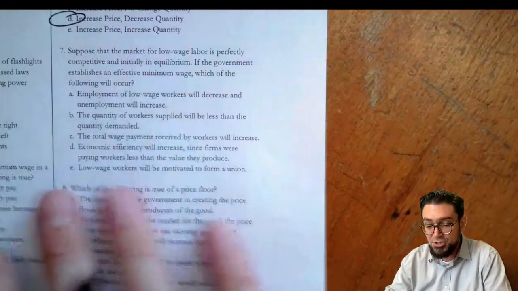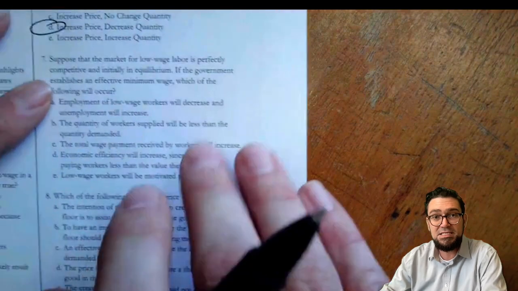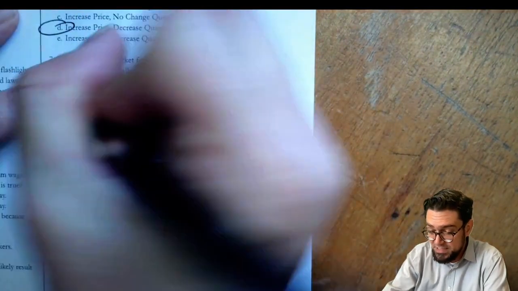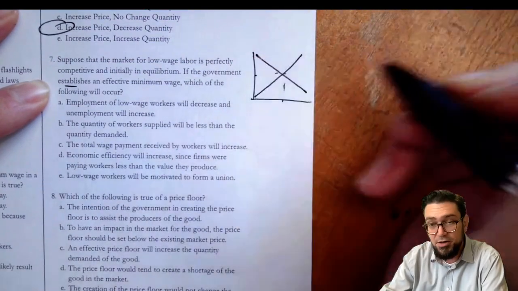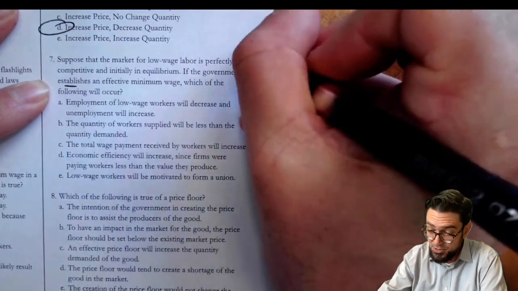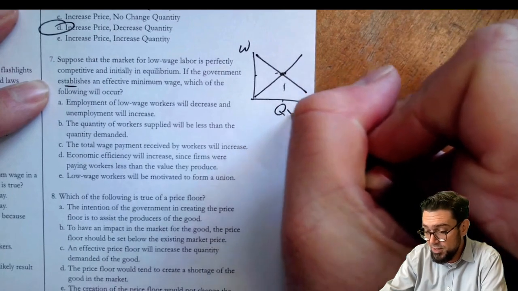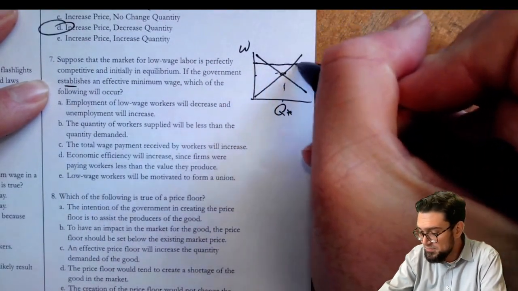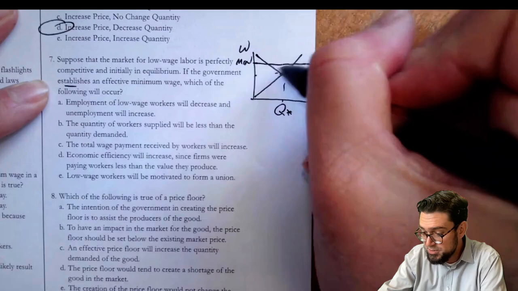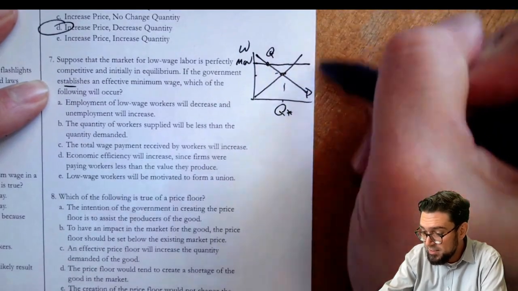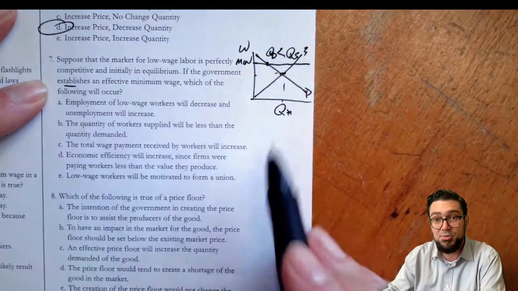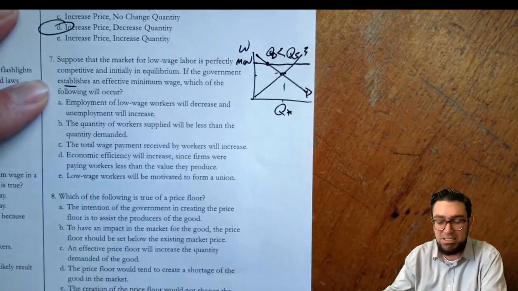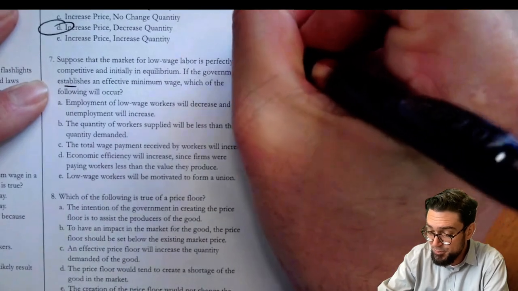Number 7, suppose the market for low-wage labor is perfectly competitive and in equilibrium. And so it's very much like this picture over here, but it says then the government establishes an effective minimum wage. So we're going from a scenario where we are here at like P star or W star, because it's a wage, and Q star, but now we're getting a price floor, right? A minimum. And so that's going to create a situation, again, where we have a difference between quantity demanded and quantity supplied, where the quantity supplied exceeds the quantity demanded. And we call that a surplus.